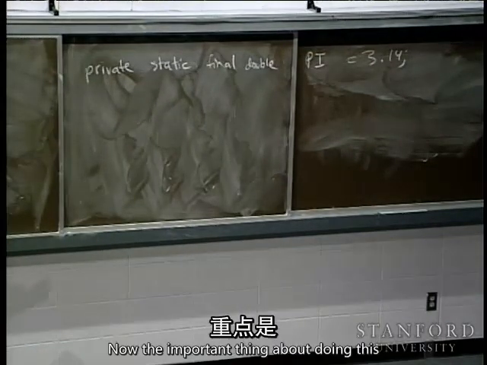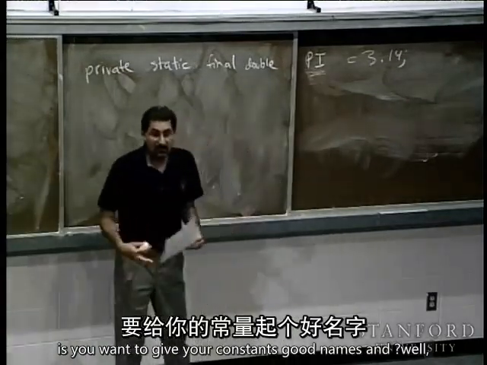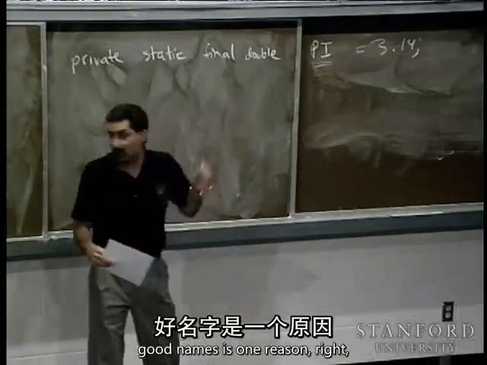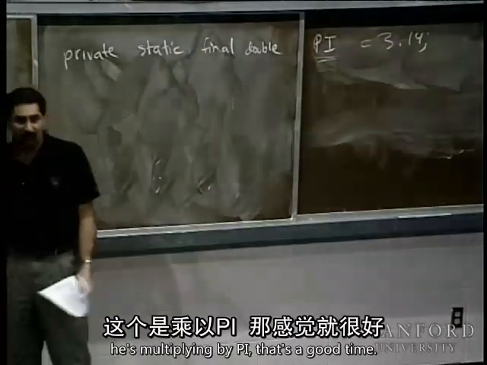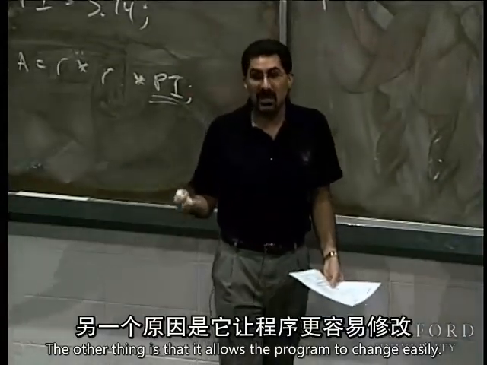Okay? Now the important thing about doing this is you want to give your constants good names. Good names is one reason, right? So when someone reads your program, they can say, oh, he's multiplying by pi. That's a good thing. The other thing is that it allows the program to change easily, right?